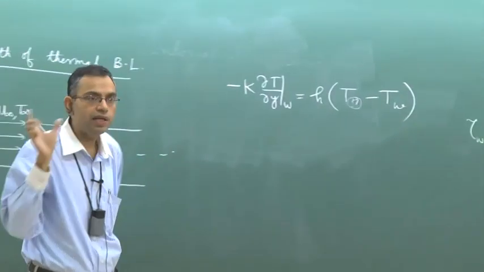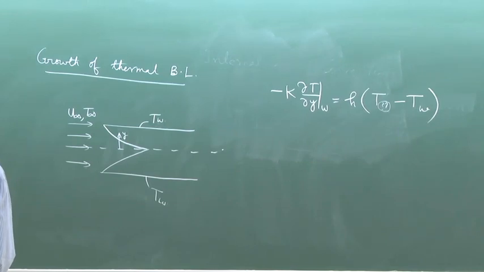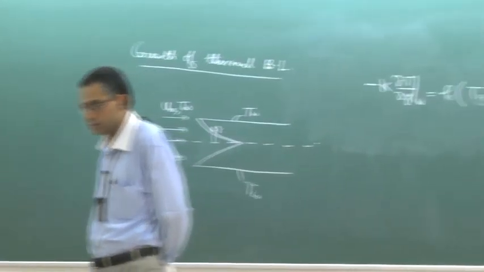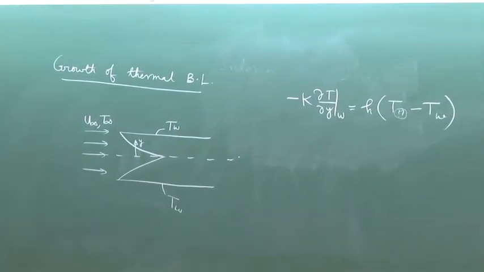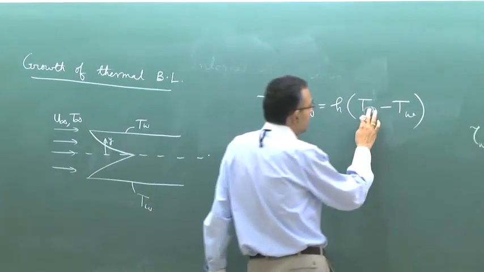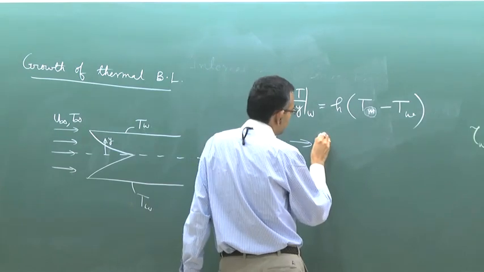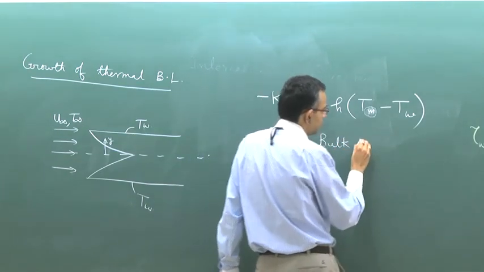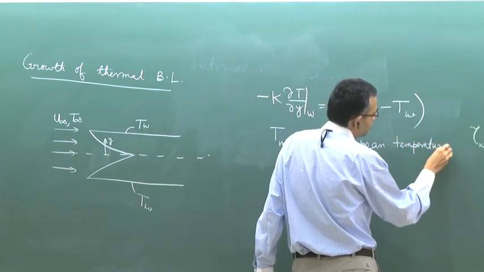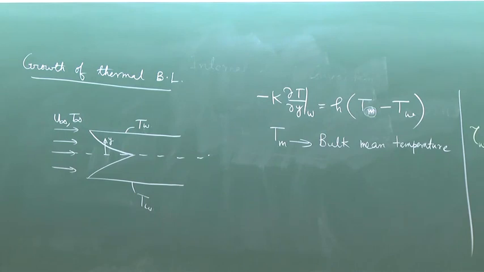Now this T is not T infinity, because T infinity is no more the reference temperature in the internal flow. Just like u infinity is no more the reference velocity for internal flow, T infinity is no more the reference temperature for internal flow. So then what is the reference temperature? That reference temperature is called Tm, which is the bulk mean temperature. What is bulk mean temperature?